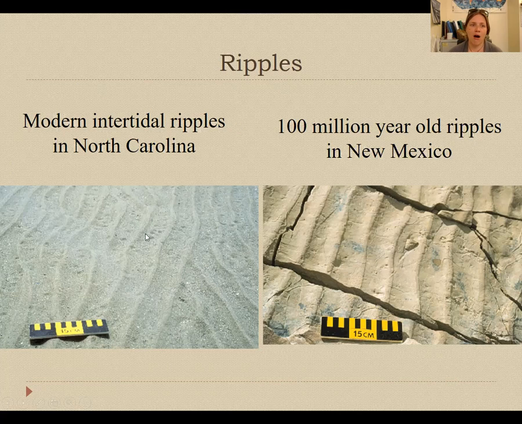And we can see ripples that have been preserved in ancient strata. So this is a modern intertidal ripple, what it would look like. And then this is a 100 million year old sedimentary sandstone, siltstone layer from New Mexico. They look exactly the same because they formed in exactly the same way. And so again, this is just another example of how these sedimentary rocks, environments, and structures help us interpret what was going on in the past.